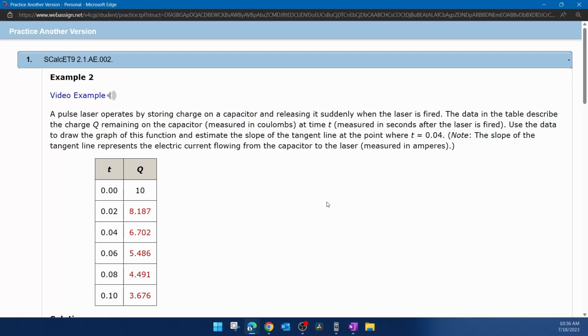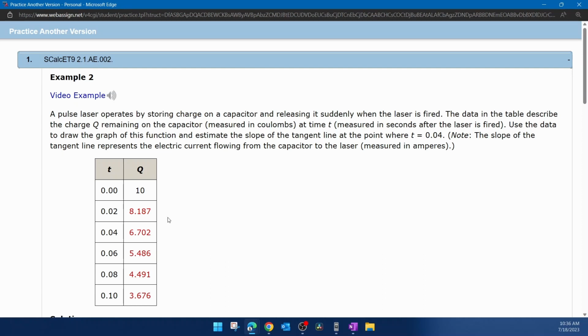Question number 2 from our Calculus 1, homework number 1 in WebAssign. It says a pulse laser operates by storing charge on a capacitor and releasing it suddenly when the laser is fired. And then it goes on to say a lot more. The important stuff we need to get, though, is that the charge represented by Q remaining on the capacitor is determined by the time measured in seconds after the laser is fired.